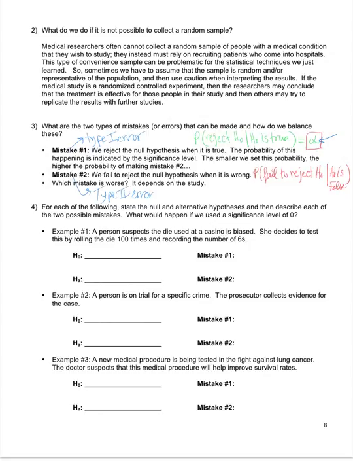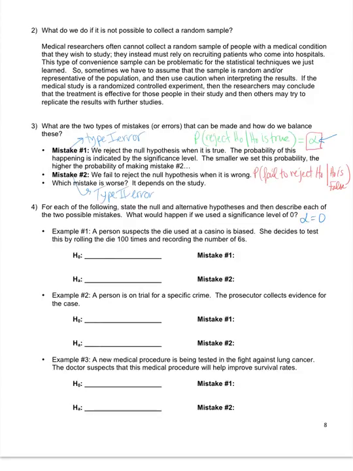All right, so for number 4, for each of the following, we're going to state the null and alternative hypotheses, and then describe each of the 2 possible mistakes. So what would happen if we use the significance level of alpha? In other words, if we let alpha equal 0, a significance level of 0.